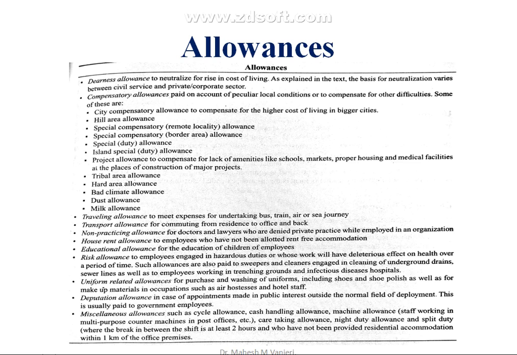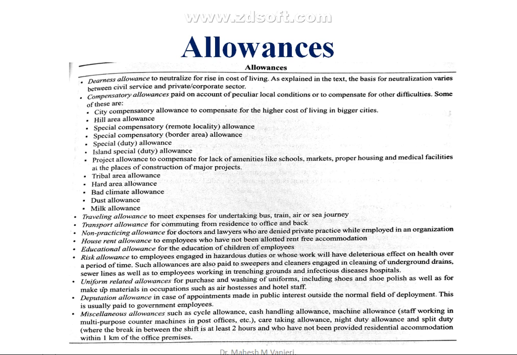So you can see there is city compensatory allowance, hill area allowance, special compensatory allowance, border area and remote locality special allowance, special duty allowance, then island special allowance. So if you are working on an island, then you may get a special allowance. It is all based on company policies.